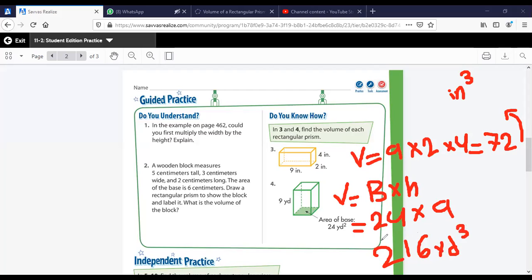That's it. It's super easy. You see that? Yes, the 24 is the base, the area of the base. Yeah, 24 is the area of the base.